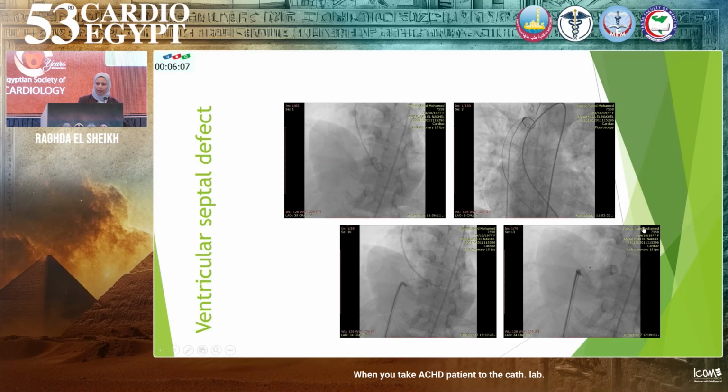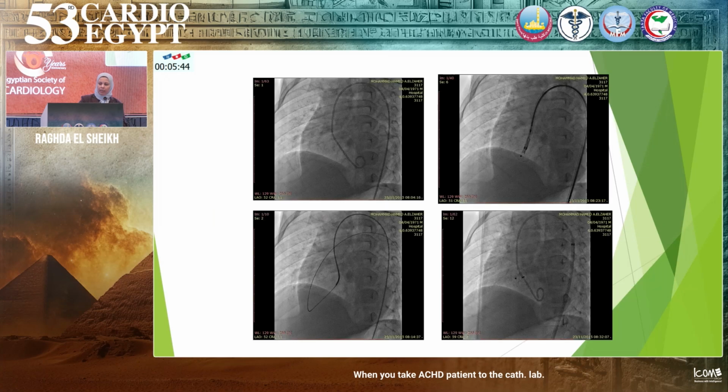Regarding VSD closure in adults, we first do a ventriculogram. Also, there is a technical problem in the movies, I'm sorry. Then we cross with the wire, snare the wire from the right side, and do the VSD closure in antegrade fashion. When we are happy with the device position and there is no residual flow, we can release the device. VSD closure can also be done retrograde.